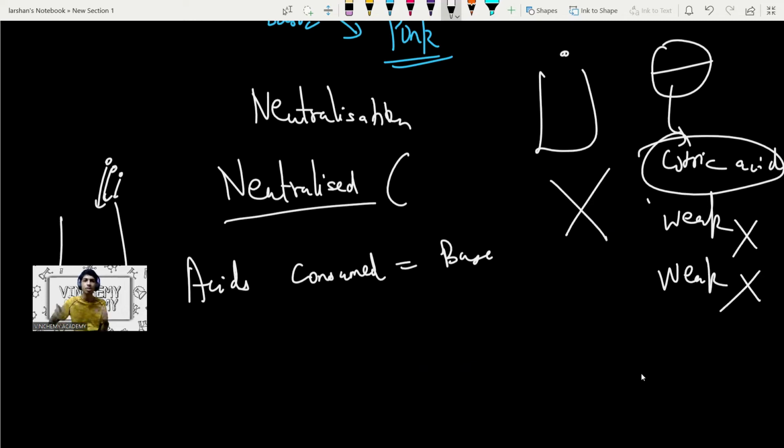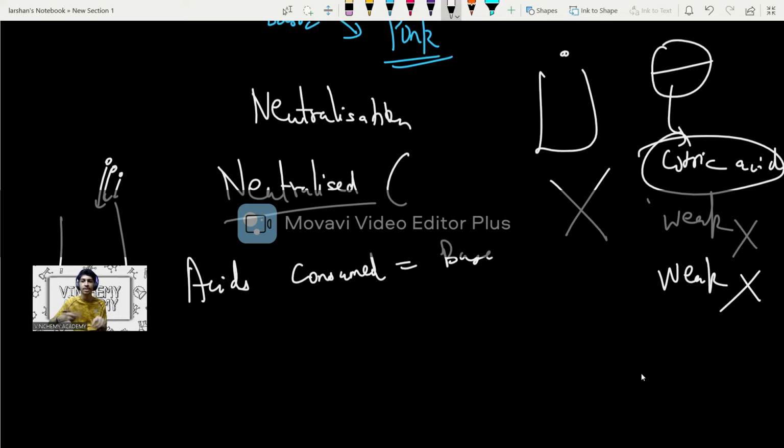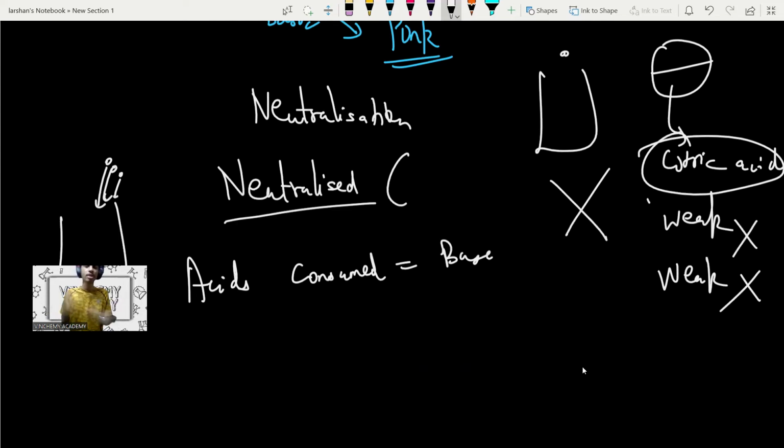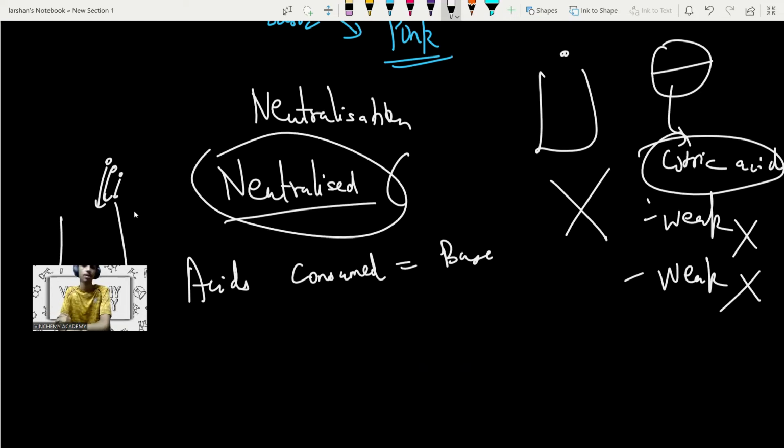Then it won't react. If both are weak, then the team won't win. It will lose. At least one should be strong, isn't it? At least A should be strong, or B should be strong, or both should be strong. Then only you can win. Then only you can react. So at least an acid or a base or both should be strong for neutralization to occur.